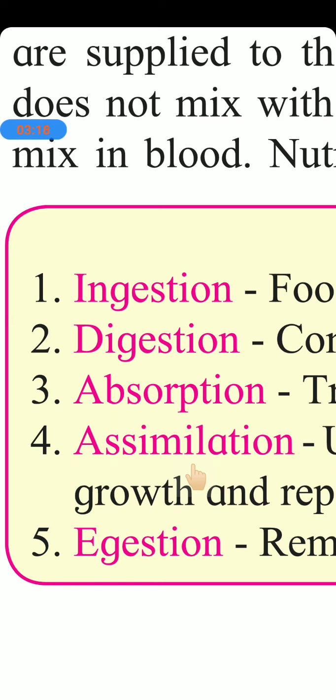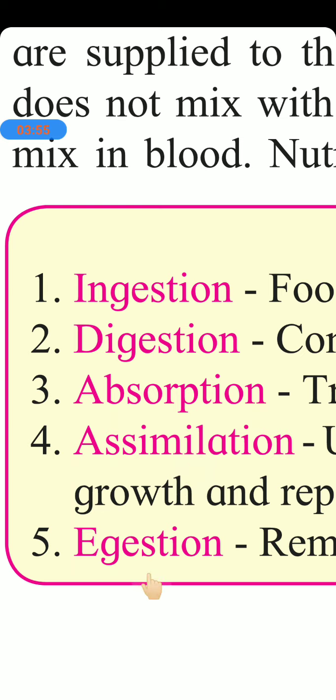Assimilation is nothing but utilization. That is, utilization means using. Utilization of absorbed food by the cells and tissues for energy production, growth and repair. In assimilation, the food which is converted to the simple soluble format and given to the blood will be used by the cells and tissues, and it will give us energy. It will provide energy production, and will help us for growth and to repair the damaged tissues as well.